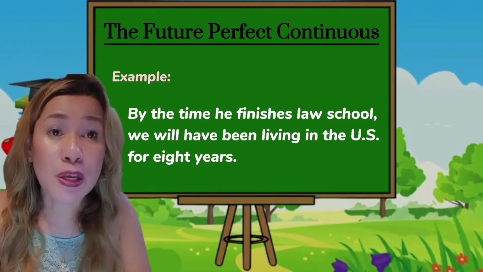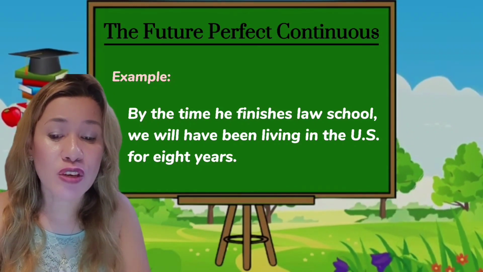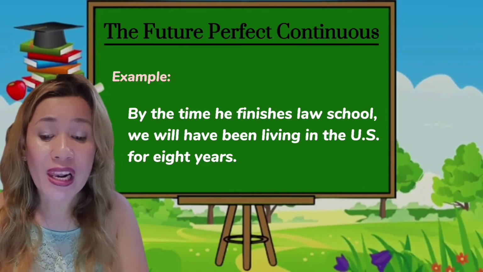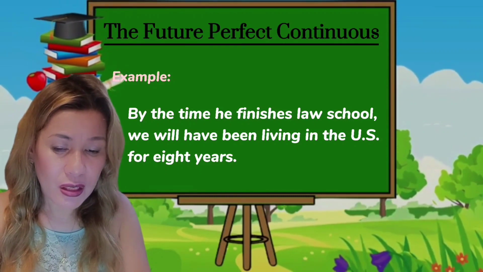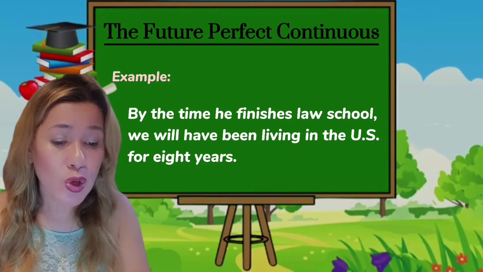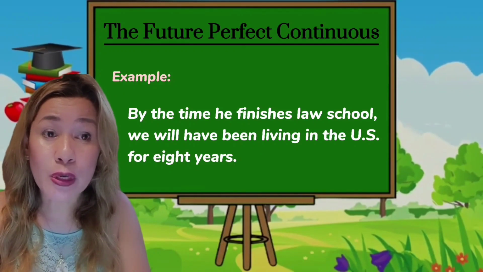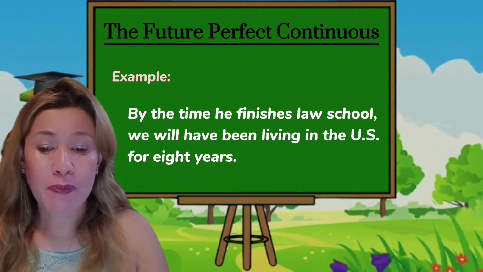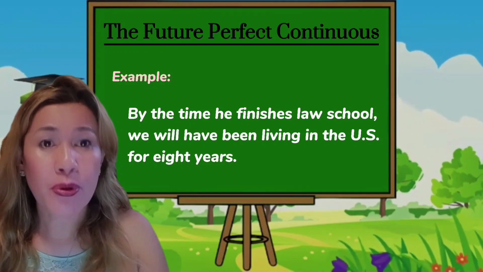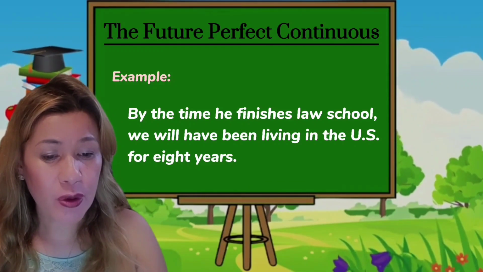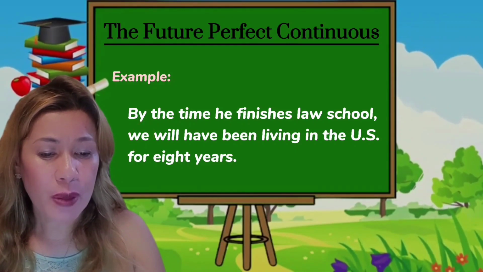So, here, you will be seeing the future perfect continuous formation, that is will have been plus the ing form of the verb. So, will have been living. We will have been living in the US for 8 years now. So, will have been living is also constant. That will have been plus ing form of the verb pattern will remain constant regardless of your subject. So in this example, we have we as our subject and our verb is will have been living.